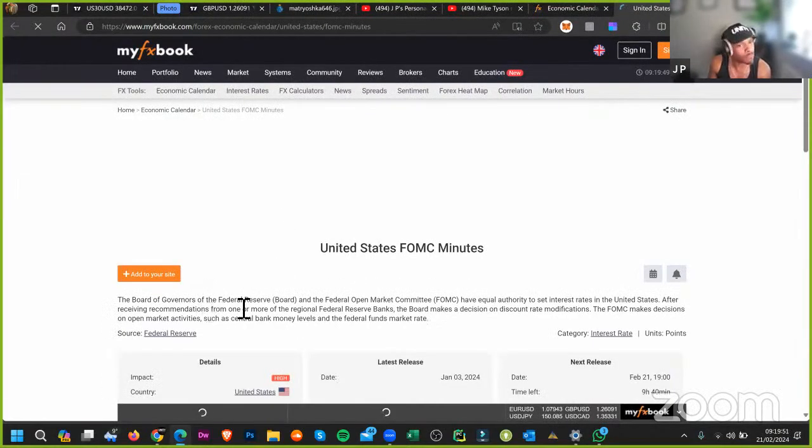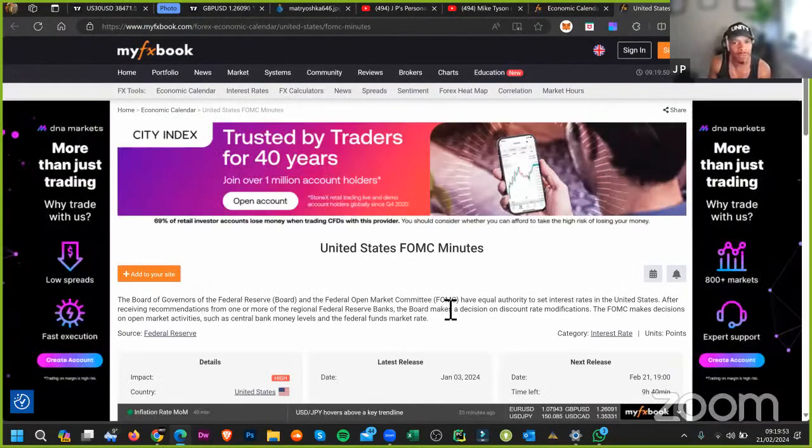The Board of Governors of the Federal Reserve and the Federal Open Market Committee, the FOMC, have equal authority to set interest rates in the United States. After receiving recommendations from one or more of the regional Federal Reserve banks, the board makes a decision on discount rate modifications. The FOMC makes decisions on open market activities, such as central bank money levels and the federal funds market rate. And they're going to look at you like you are a genius.